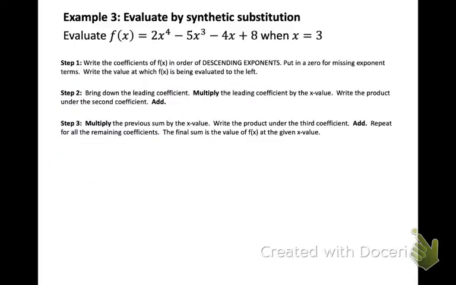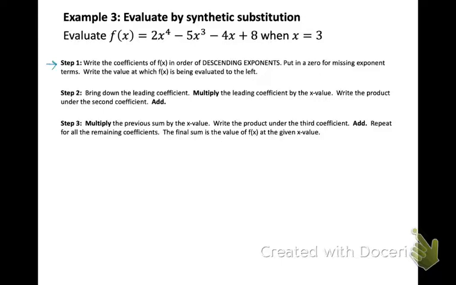Now, there's another way that we can evaluate polynomials for values, and this is a method called synthetic substitution. It's going to feel strange at first, but once you get the hang of it, I think you'll like it. So, step 1, you're going to write the coefficients of f of x in descending order of exponents. So, those coefficients are 2, negative 5, negative 4, and 8. But there's a really important point that if we have a missing exponent term, so in this case we have a missing x squared, we're going to put in a 0 placeholder for that term. And we're going to then put what we're evaluating this function for, in this case it's 3, to the left.